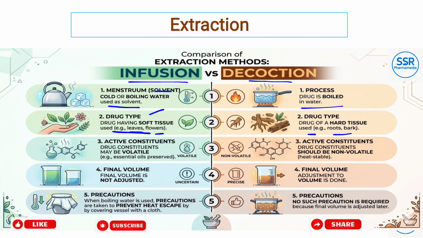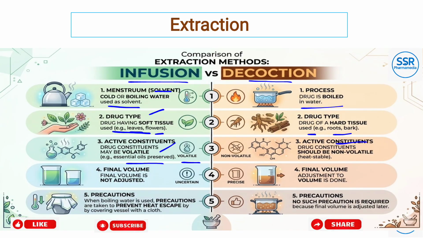We should not boil tea or coffee. Instead of boiling, we should use hot water or cold water to extract the coffee. It comes under infusions only, not a decoction. And third is the active constituent. The drug's active constituent may be volatile, like essential oils, which are preserved. Volatile oils are extracted by using the infusion method.